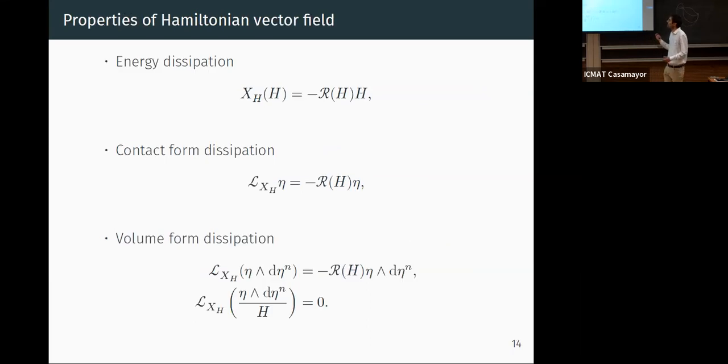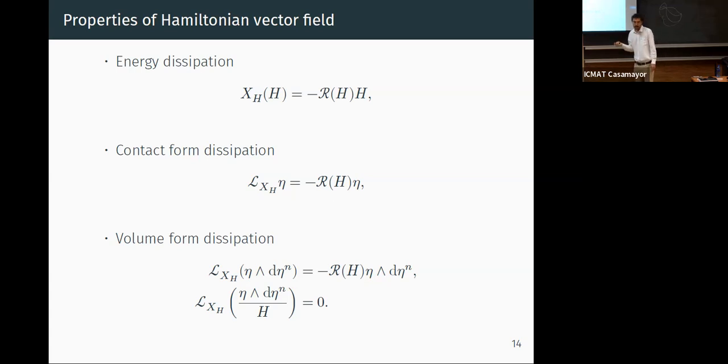For example, compared to Hamiltonian vector fields in symplectic geometry, you have very different properties. Now energy is no longer conserved unless the Hamiltonian is independent of the action, because this would be zero, but it dissipates at a rate which is just the Reeb vector field applied to the Hamiltonian. The contact form also dissipates at the same rate over here, and the volume form, which is this one, is a natural volume form on a contact manifold, also dissipates.